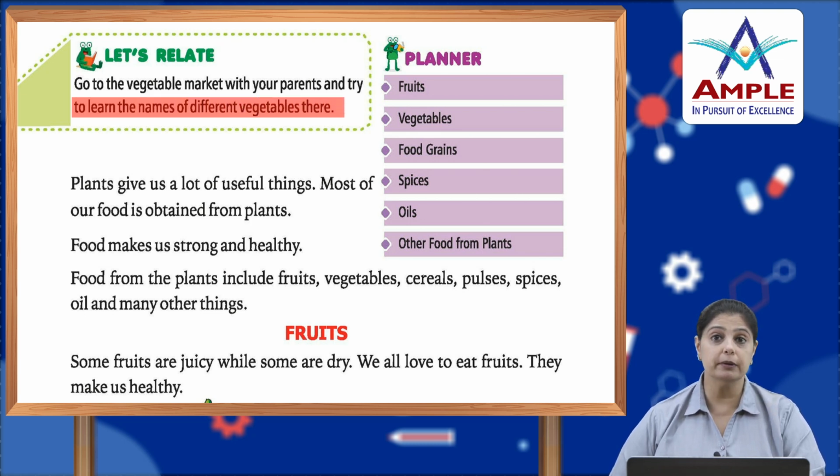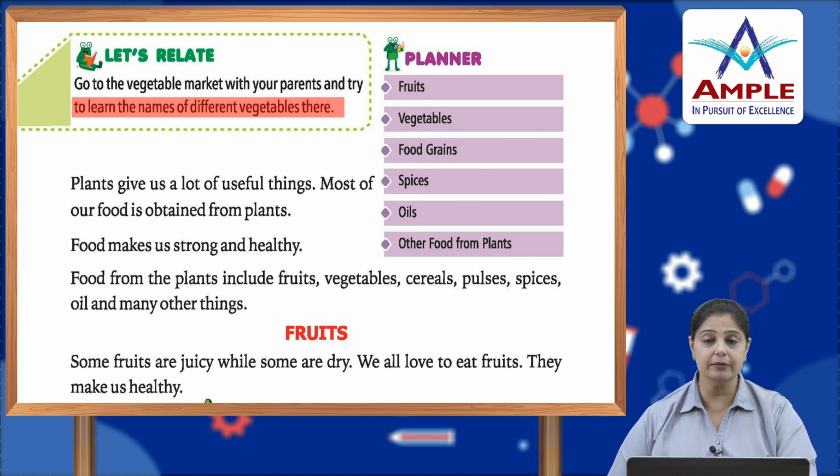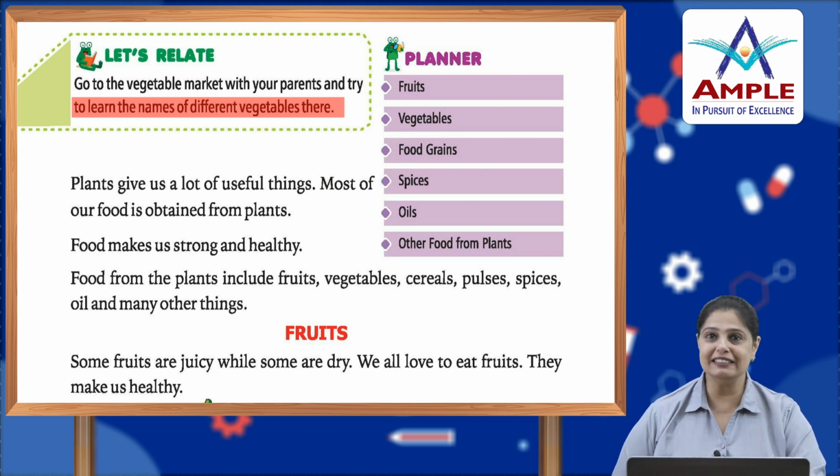So you have to go to the market and try to find out the names of different vegetables that you will see in the market. You can take the help of your parents, you can ask them the names, or the vegetable seller can also tell you the names. Now let's begin this chapter.